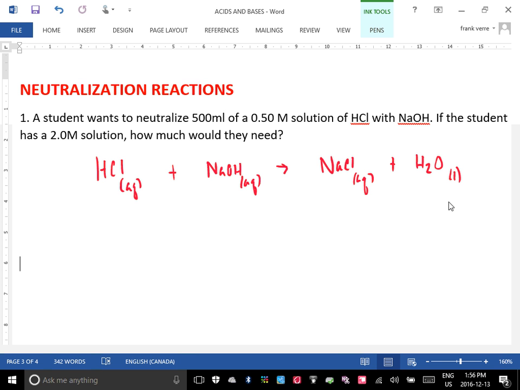So this says that for every 1 mole of HCl, you will need 1 mole of NaOH to neutralize it. So the next step then is looking at, well, how many moles of HCl do you have? So let's look at the HCl, and let's figure out how many moles we actually have, okay? So what information do you have? You have the volume. The volume is half a liter. You have the concentration.